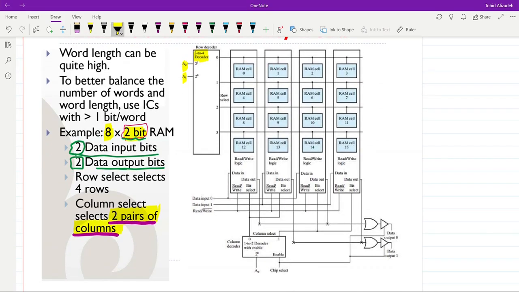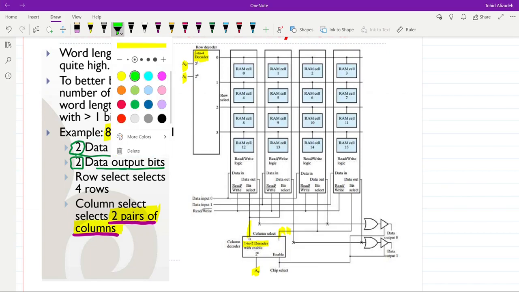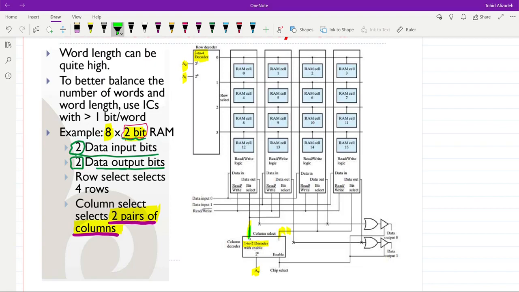If you look here, we have the 1 to 2 line decoder. A0 is the main input. We have 2 outputs from it, and each one of those outputs is connected to the bit select of 2 RAM slices. Let me show it for one. So you can see this one is connected to the bit select of these 2. So these 2 RAM slices, the first and second column, will be selected at the same time.